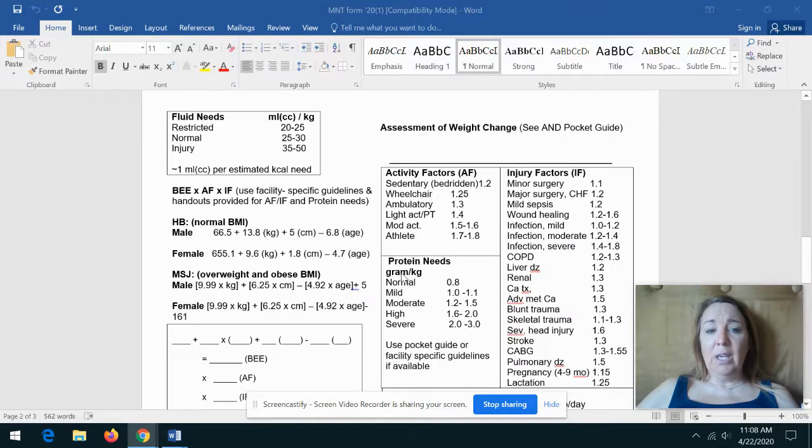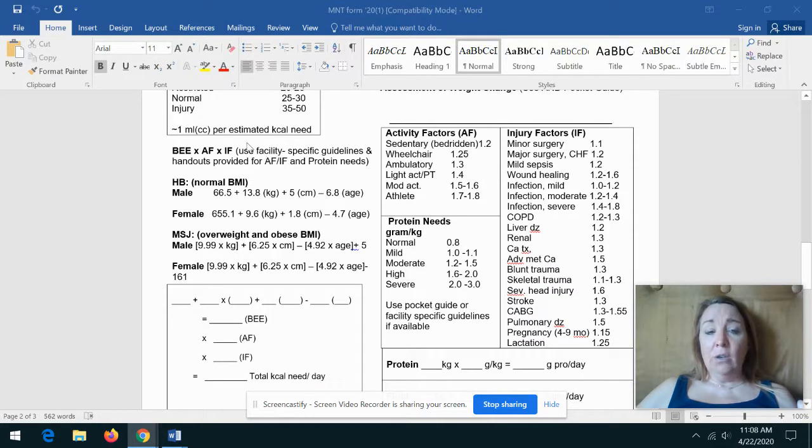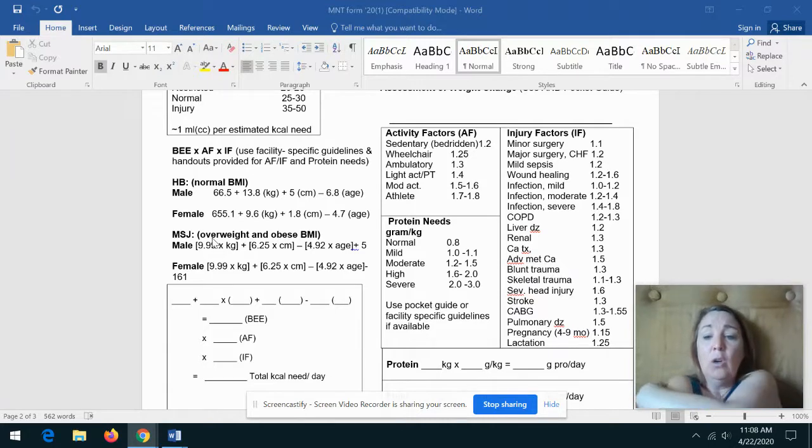Then we're going to move down here and we now have the BEE, or how we're going to figure out their calorie needs. Recall from yesterday's lecture that if someone has a normal BMI, we're going to use the Harris-Benedict formula, the HB formula. If your patient is overweight or obese based on their BMI, we're going to use the Mifflin-St. Jeor formula. Okay, so first you have to indicate which formula you're using, and then you have to indicate male or female to choose the right one.